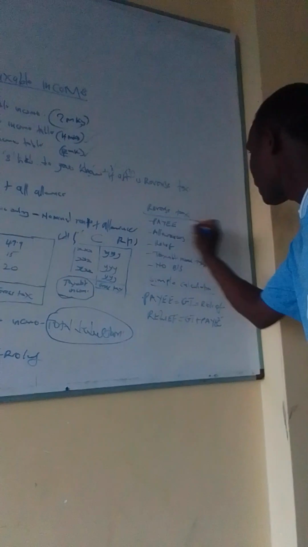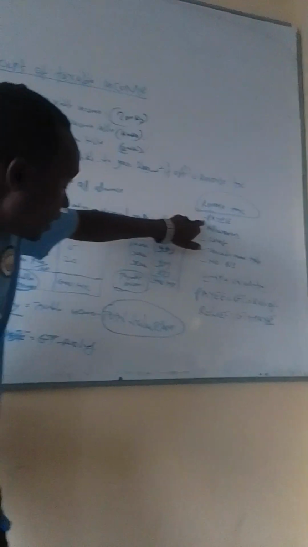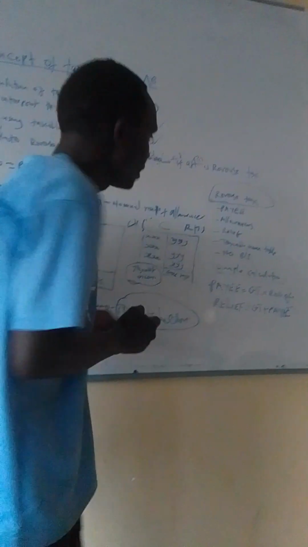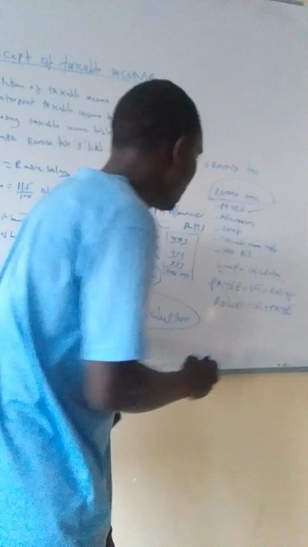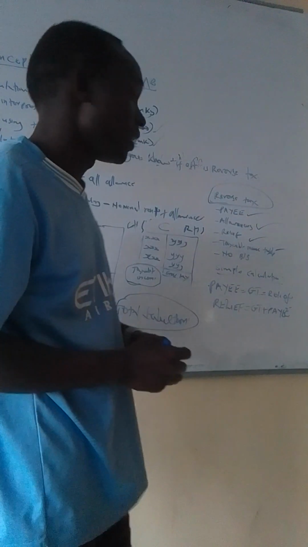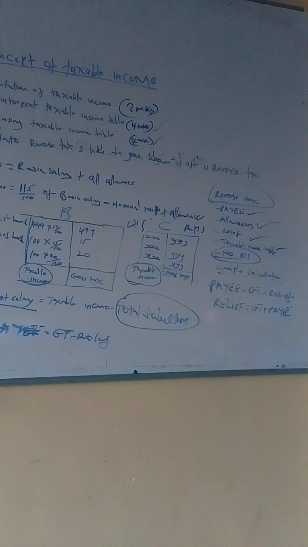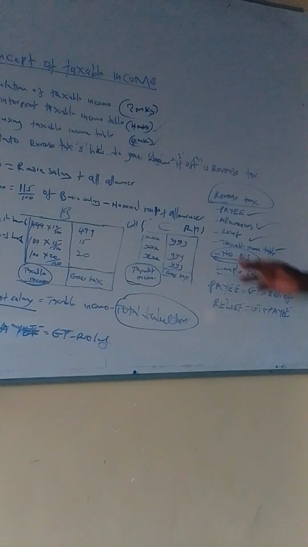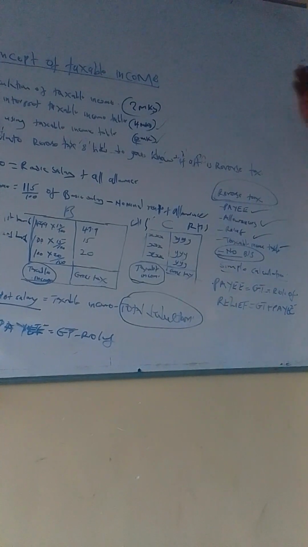Then, the simple steps to calculate reverse tax. In reverse tax, you will be given pay. Pay will be in your question. Allowances, relief, then the taxable income table. Of course, the table will be there. Then there will be no basic salary. So your work is to calculate the basic salary. So you will do it the reverse way.